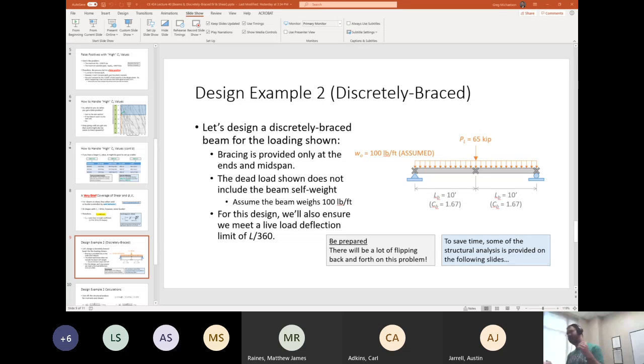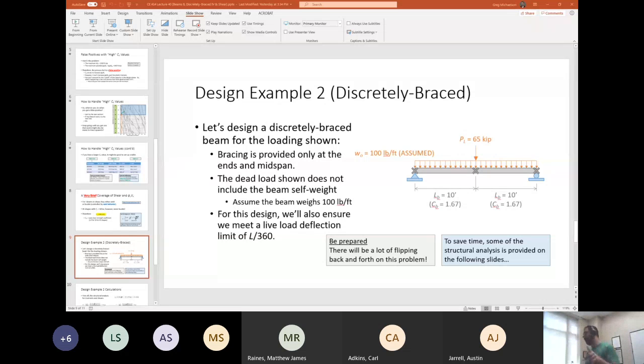But I actually think for this example, it's not really going to matter, because a lot of this is pretty tabular. Let me show you what I got going on here. So we have a beam that's simply supported, and it has a point load at midspan. Now we have a 65 kip live load at midspan, and the only other load on it is the self weight of the beam. So we don't have to worry about the dead loads or anything like that. The dead load shown does not include the beam self weight. We're going to assume 100 pounds per foot, and we're also going to ensure that this beam meets a live load deflection limit of L over 360.